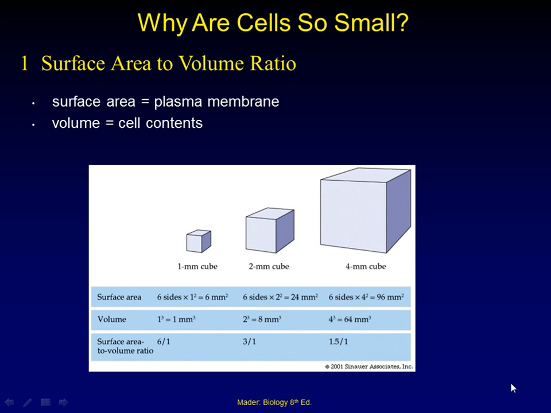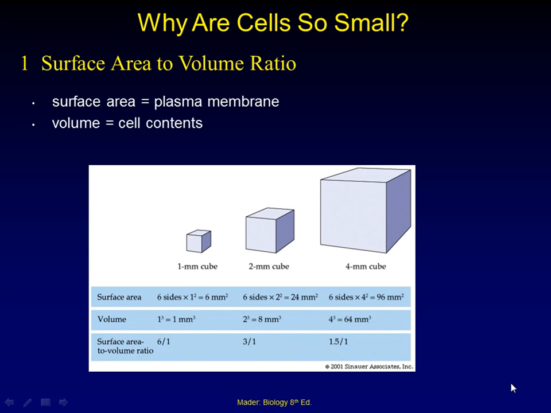Okay, that whole scenario, the time between when the cell divided and was small until it divides again, we're going to call that the cell cycle. We got a whole chapter devoted to that. Okay? So, has everybody got it?